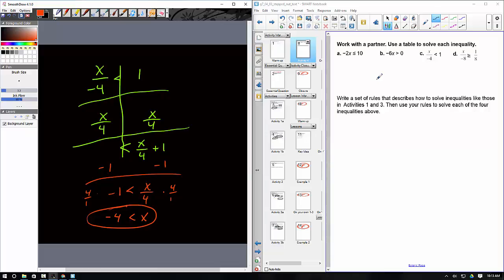And let's just try that out. Make sure that it works. So I plug in a 0. I really like doing a 0 because it's so easy to do. 0 divided by negative 4 is 0. And 0 is definitely less than 1. So I start at negative 4. I put my open circle. I try my 0 test to see if it works. And it does, so it goes this direction.